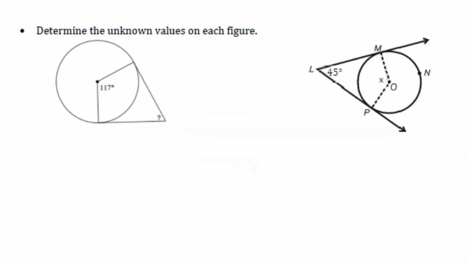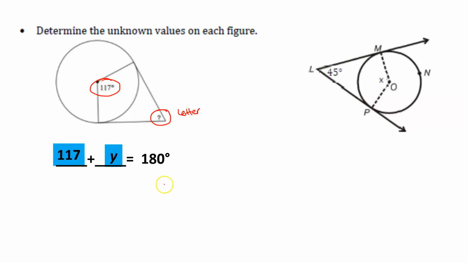All right, let's find some missing pieces, guys. Let's go ahead and highlight. Here's my angle, 117, which I know, and a question mark, which I don't know. What's a letter we could use for something we don't know? A letter. And you can pick whatever letter you want. I'm going to use Y. Don't know why, I just am. So let's go ahead and solve this out. What's the opposite of adding?